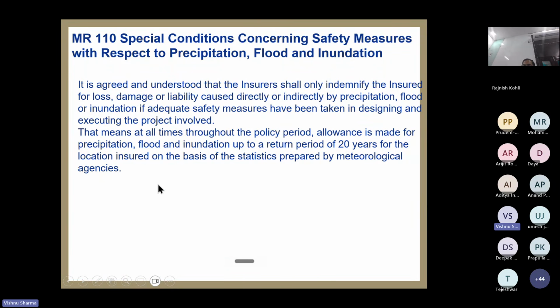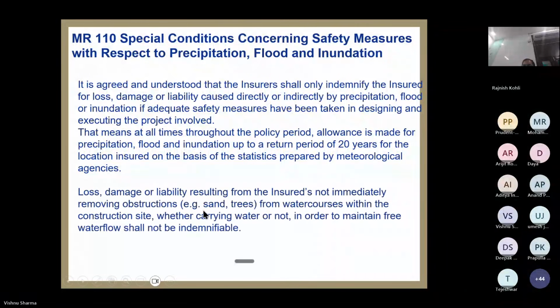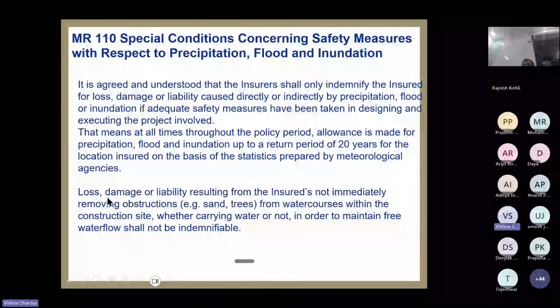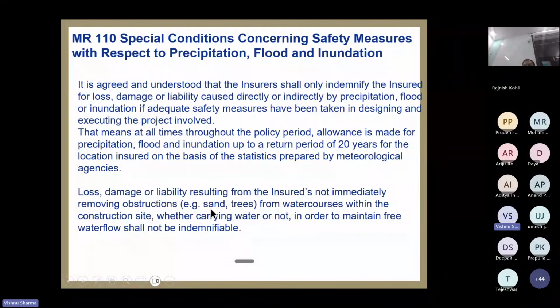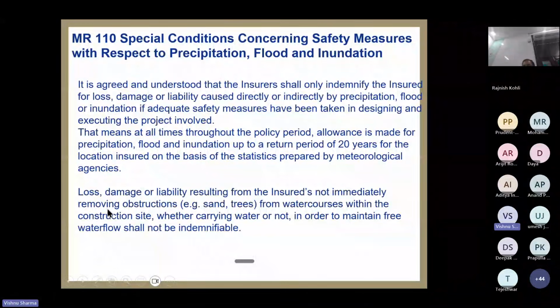और एक इसमें कंडीशन और है, वेरी इंपॉर्टेंट, ये जो कंडीशन लिखा है, this loss, damage and liability resulting from insured not immediately removing obstructions. ये बहुत इंपॉर्टेंट कंडीशन है, क्योंकि फ्लड के केस में ये सब जो है, सैंड है, सिल्ट है, ट्रीज हैं, पेड़ के टुकड़े हैं और डेबरे वगैरह है, सब बहता हुआ आता है.